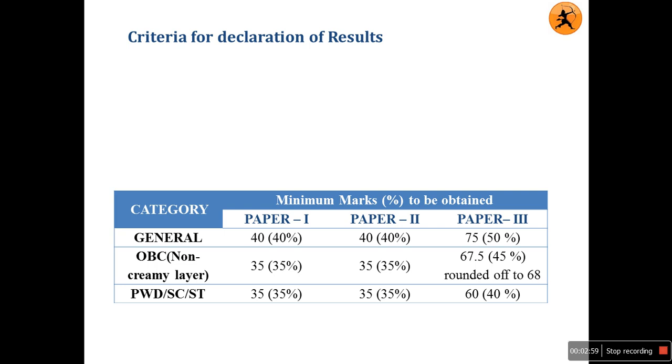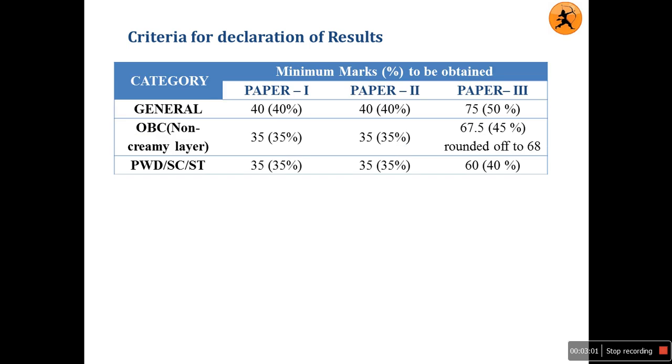Here we'll see about the declaration of results. General candidates should score 40 marks in paper 1, 40 marks in paper 2, and 75 marks in paper 3. OBC students should score 35 marks in paper 1, 35 marks in paper 2, and a rounded-off 68 marks in paper 3. Lastly, PWD as well as SC students should score 35 marks in paper 1, 35 marks in paper 2, and in paper 3 they should score 60 marks.